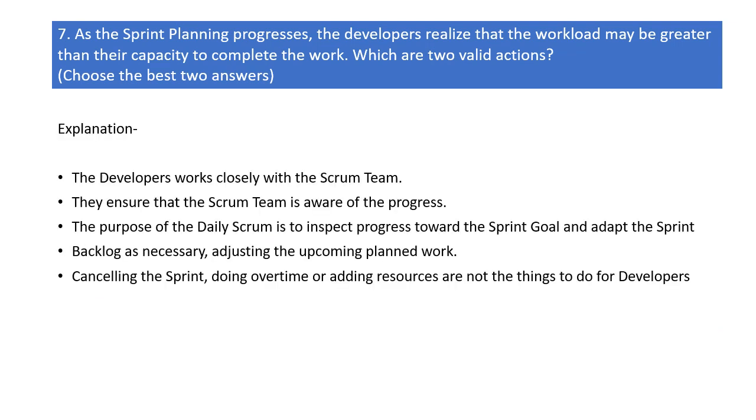The developers work closely with the Scrum team. They ensure that the Scrum team is aware of the progress. The purpose of the daily Scrum is to inspect progress toward the sprint goal and adapt the sprint backlog as necessary, adjusting the upcoming planned work. Cancelling the sprint, doing overtime or adding resources are not the things to do for developers.